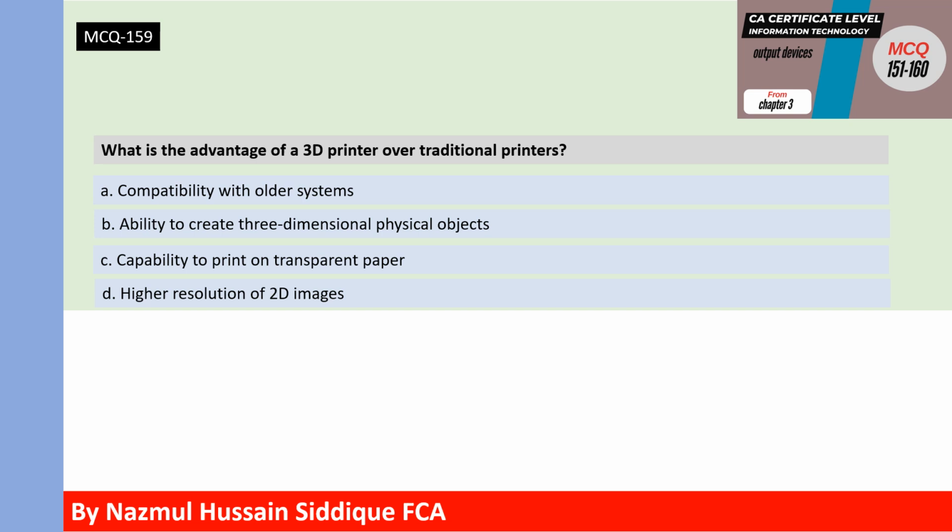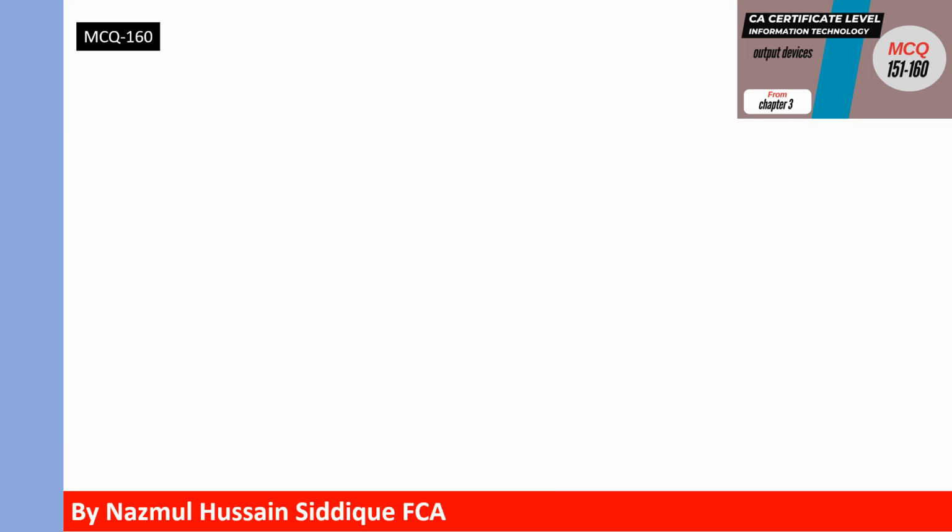Which option is correct? The correct option is B. Ability to create three-dimensional physical objects is the advantage of a 3D printer over traditional printers.